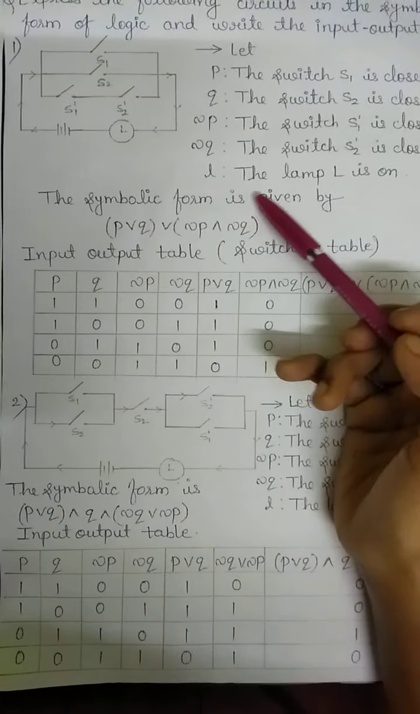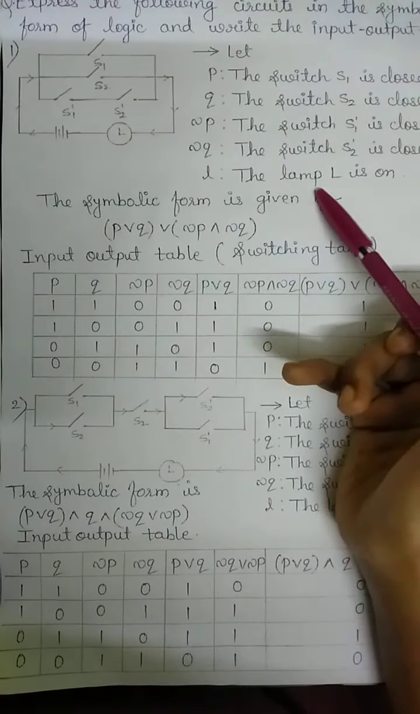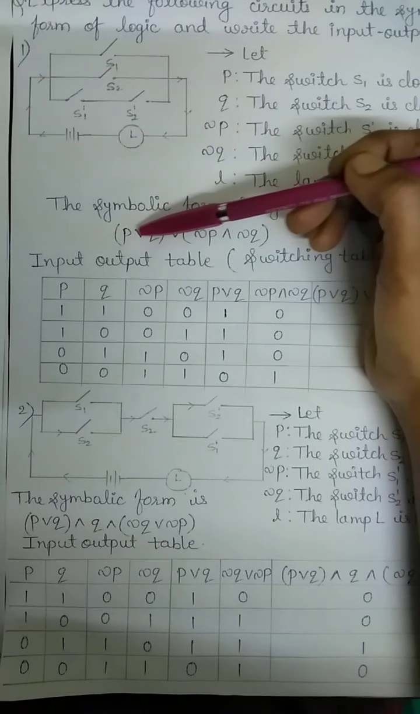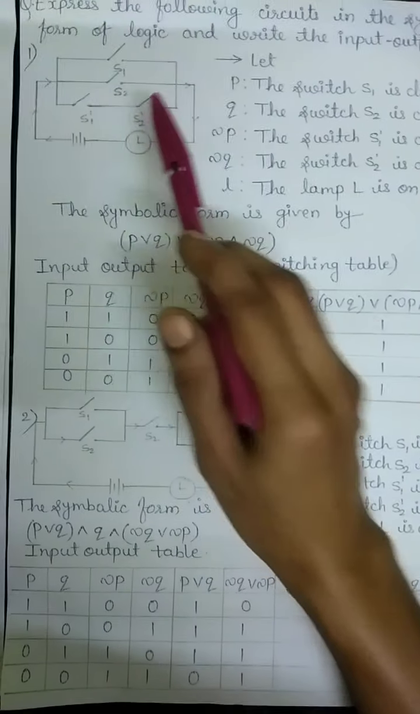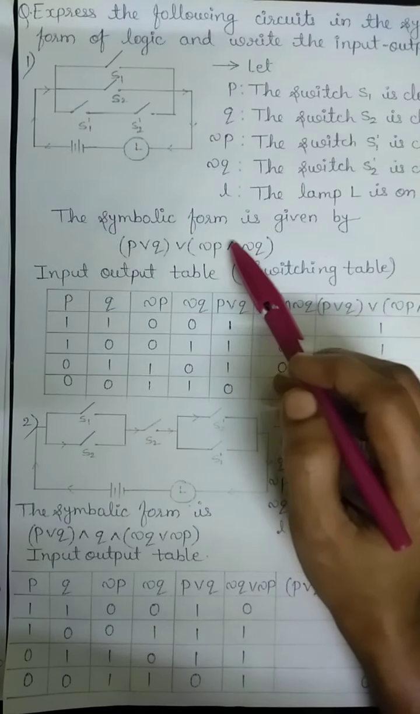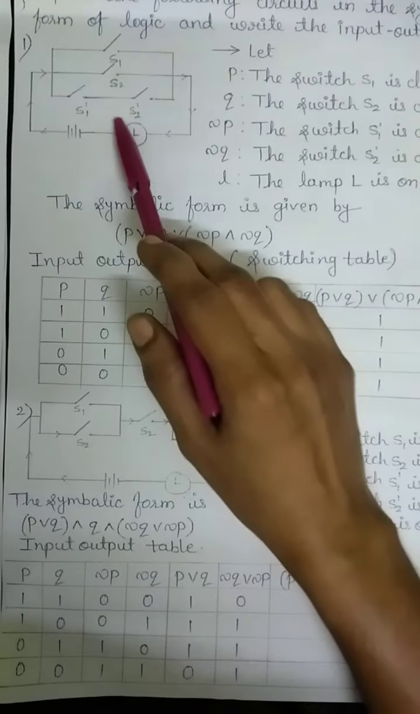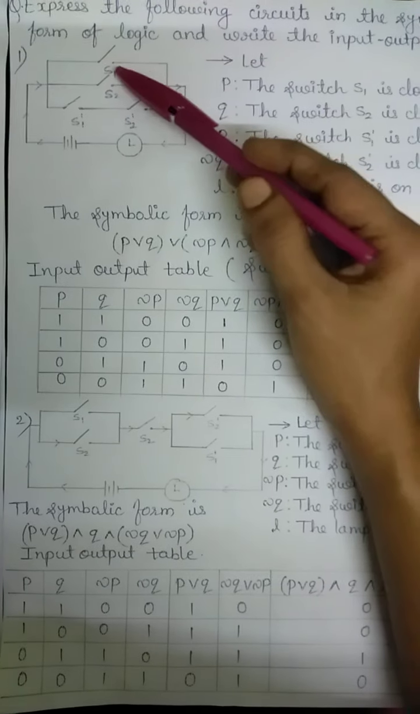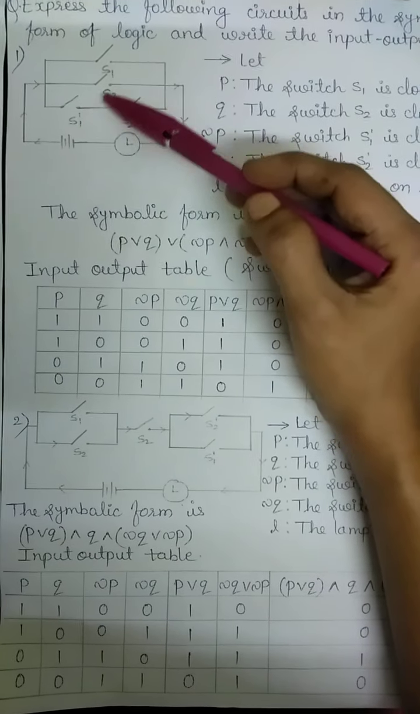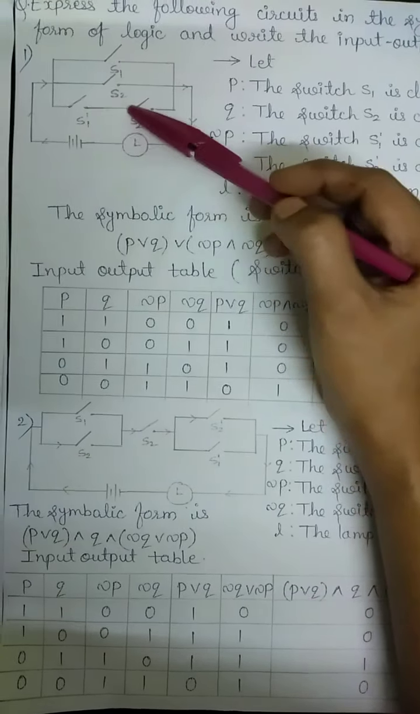Now here the symbolic form is given by, since these two switches are connected in parallel, first we will write P or Q, then these two switches are connected in series. Here we will write negation of P and negation of Q. Since they are connected in series, we will consider the logical connective AND. Now these two together are connected with these two in parallel. So again here in the middle we will write OR. So this is the symbolic form for the given circuit.